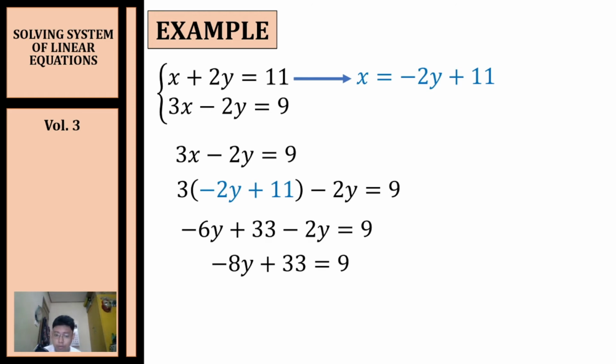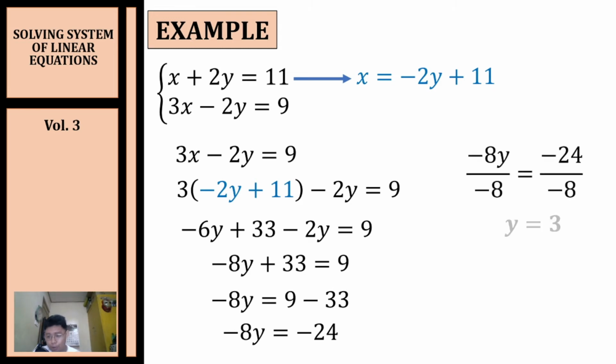Now, if you can observe, we only have one variable. So, we can now get the value of that variable. Let's transfer positive 33 to the other side of the equation. We have negative 8y is equal to 9 minus 33. Then, combine like terms, we have negative 8y is equal to negative 24. Let's divide both sides by negative 8. Our y will be equal to 3.